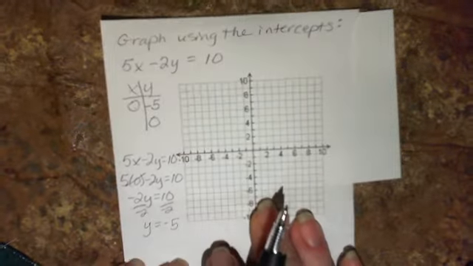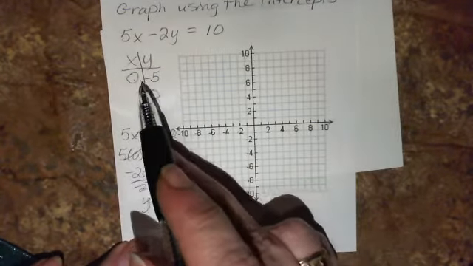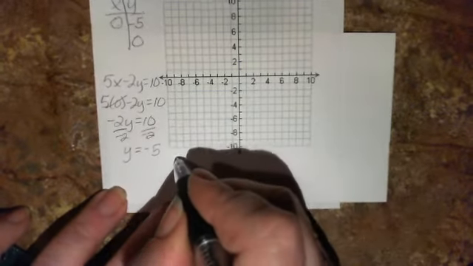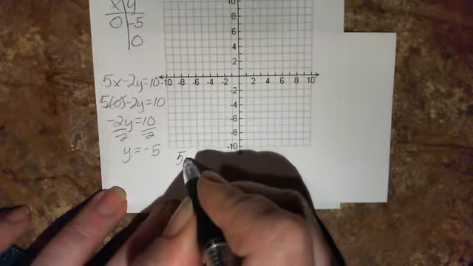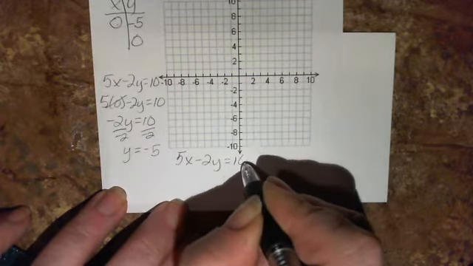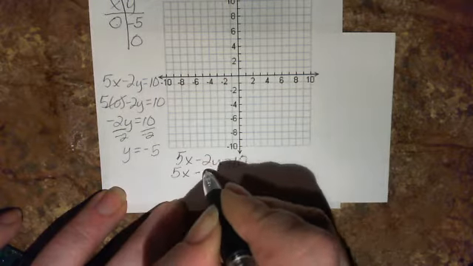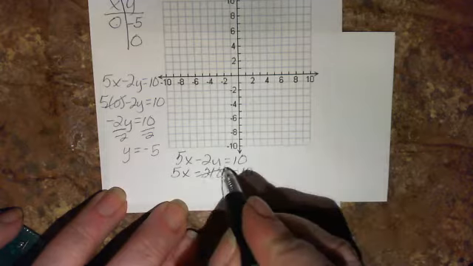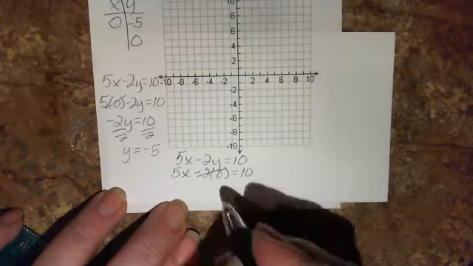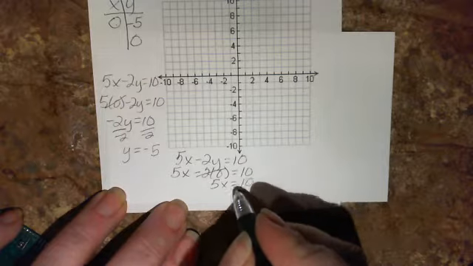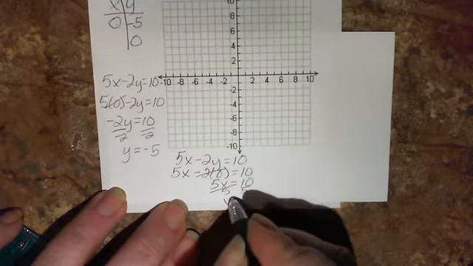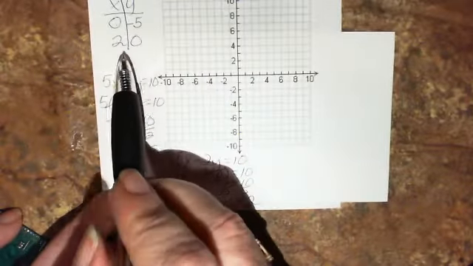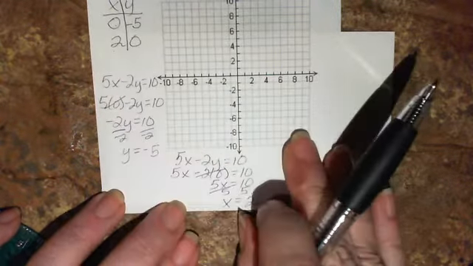Okay, let's repeat the process now and substitute 0 in for y. So 5x minus 2y is equal to 10, and we're going to replace y with 0. Well, -2 times 0 is 0, so we're left with 5x is equal to 10. And we divide both sides by 5, and we get x is equal to 2. So when y is 0, x is 2.